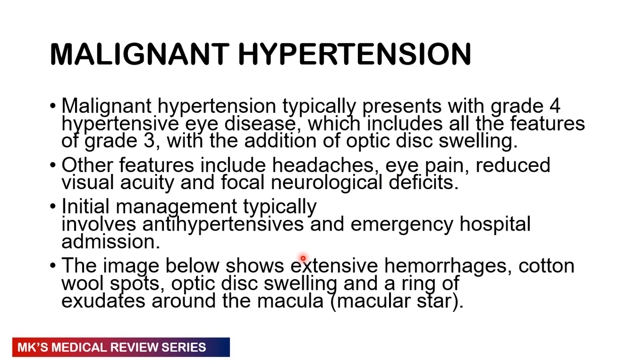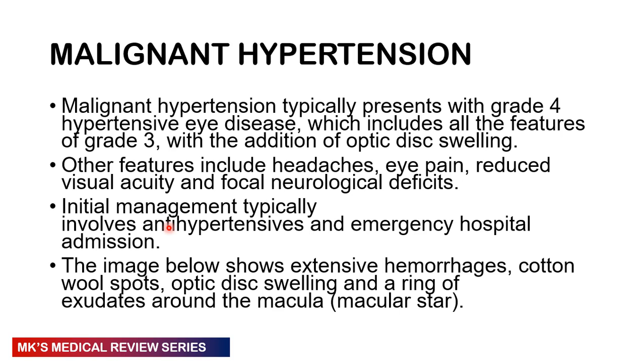Now, what about malignant hypertension? This is what we see if someone has grade 4 hypertensive eye disease, which includes all the features from grade 3 plus optic disc swelling, your papilloedema. Other features include headaches, eye pain, reduced visual acuity, focal neurologic deficits, and then the initial management is typically giving them antihypertensives and emergency hospital admission.